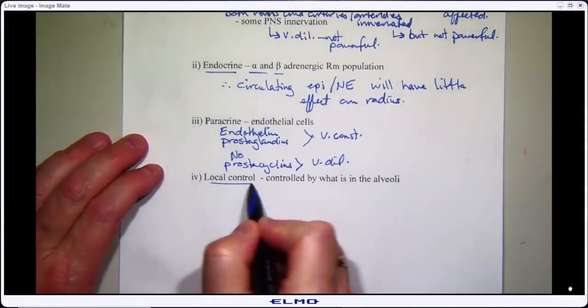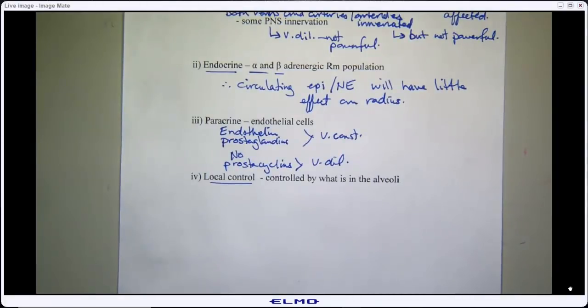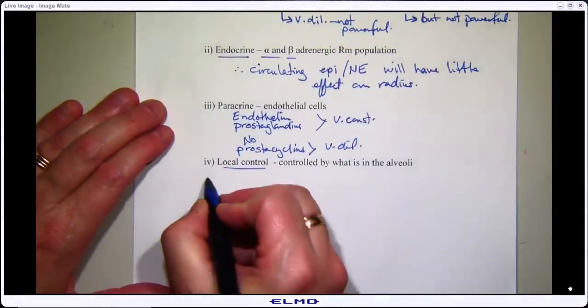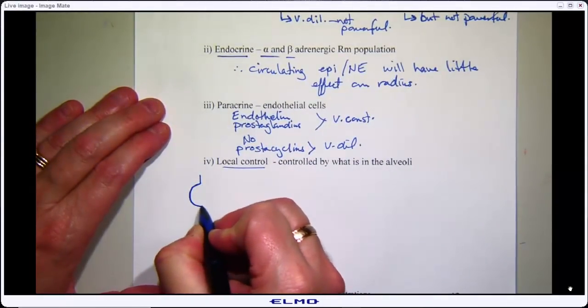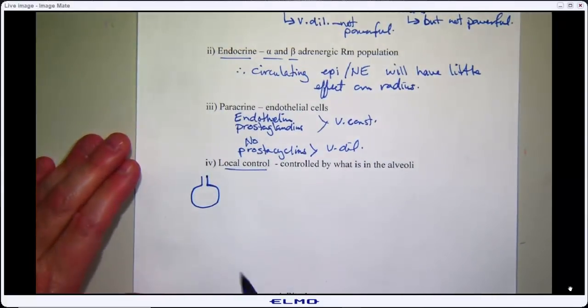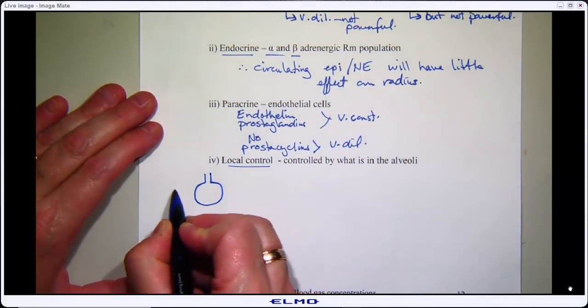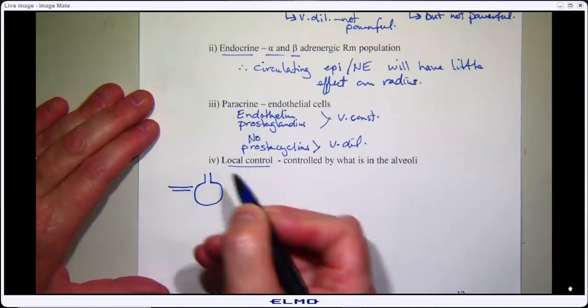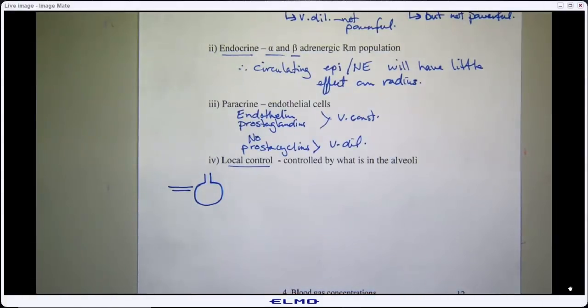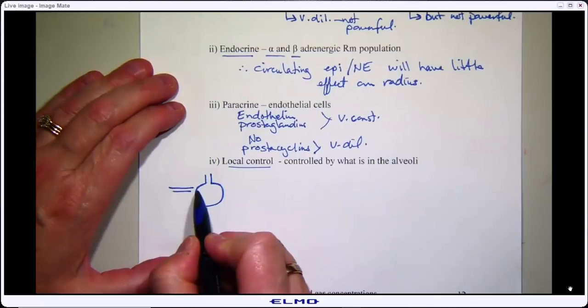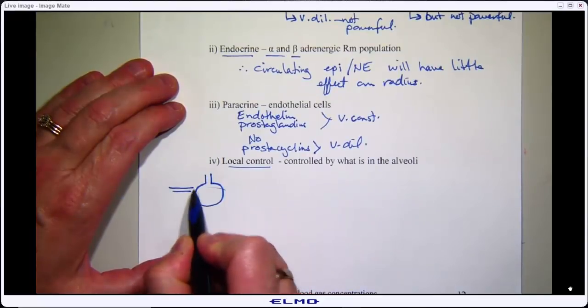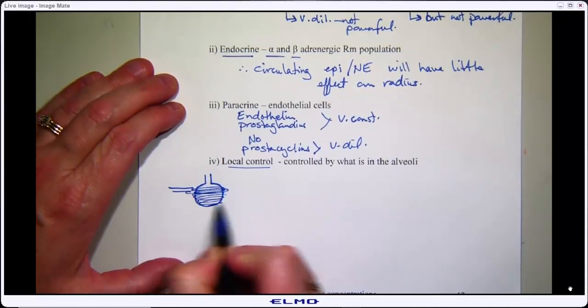And then there is a little added control here that we haven't seen before, a little bit of local control by what is in the alveoli. So say we have a little alveolus here. Essentially we have arterioles coming in, and the capillary bed wraps around this thing so that you can hardly see it.